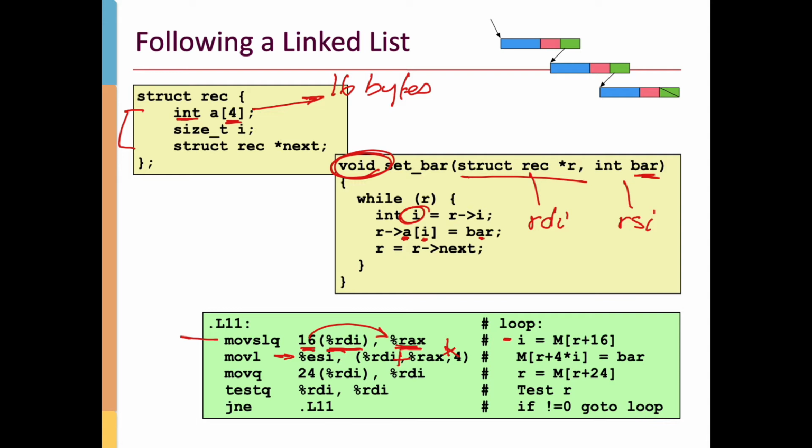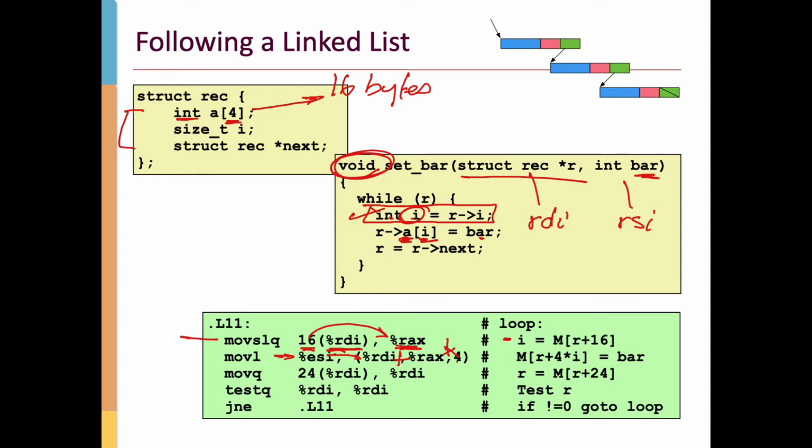That's what we calculated in this first statement. I, stored in RAX, is the location in the A array where we want to store that value bar. So by taking RDI, which is R, plus the index or the value of I times 4, that gives us the appropriate location where we want to store the value that got passed in as bar. And this move instruction accomplishes that.